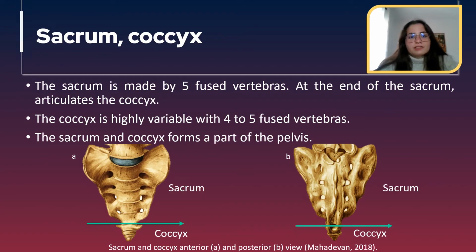So then we have the sacrum, which is this bone here. The sacrum consists of 5 fused vertebrae, and at the end of the sacrum articulates the coccyx. As you can see here, this little bone is the coccyx. The coccyx is highly variable with 4 to 5 fused vertebrae, and it is our vestige of a tail.